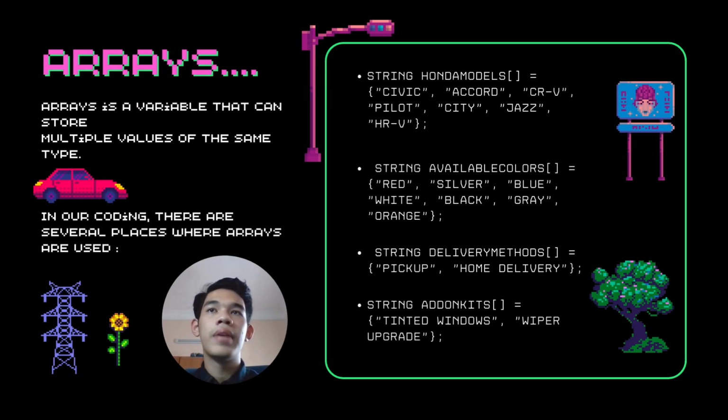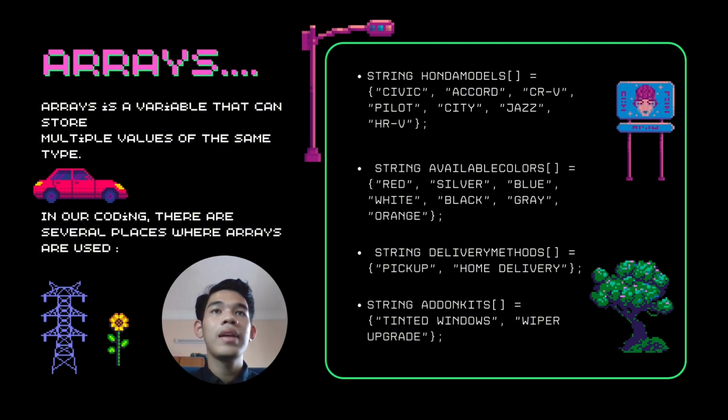Okay, here we have arrays. An array is a variable that can store multiple values of the same type. In our coding, there are several places where arrays are used, such as the string Honda models. It is used to store available Honda models such as Civic, Accord, CR-V, Pilot, City, Jazz, and HR-V.